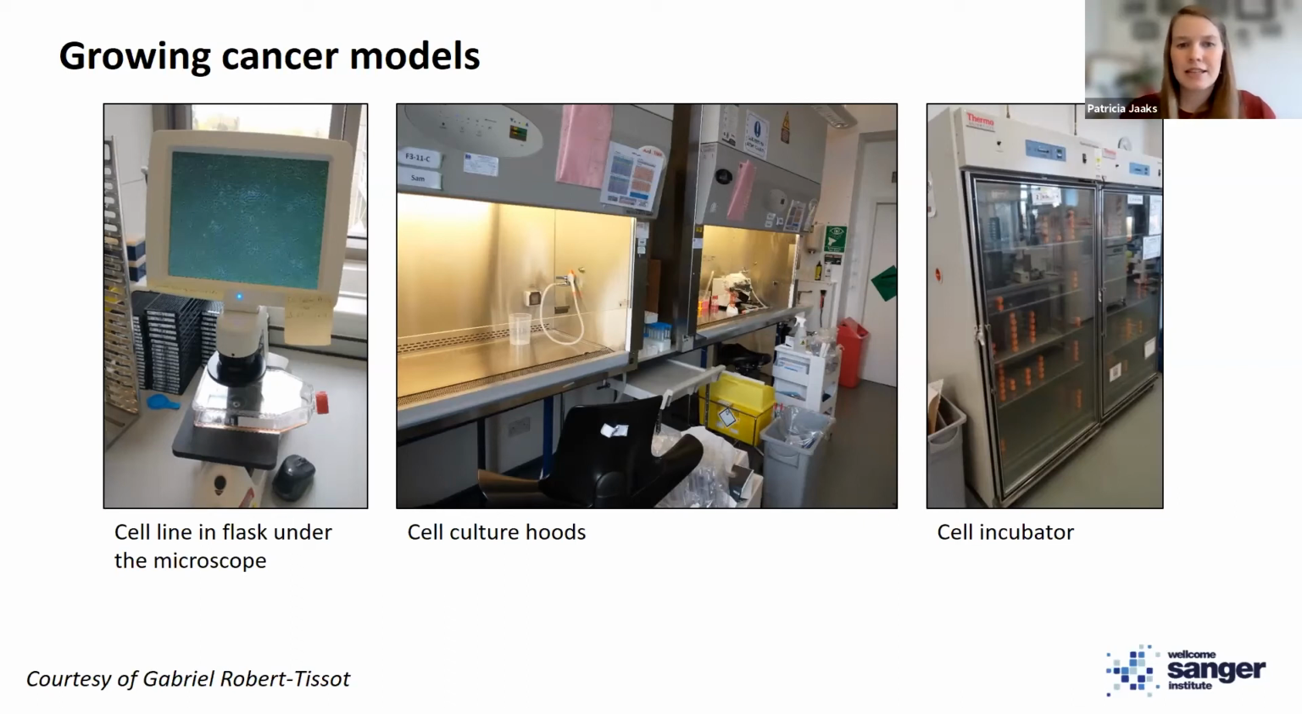Then in the middle, you see a cell culture hood, or two hoods actually, sterile environments where we manipulate the cells, so where we might add the drugs, for example. And then on the right, you see cell incubators, which keep the cells at 37 degrees in a very controlled oxygen and carbon dioxide environment, so they are happy to grow.